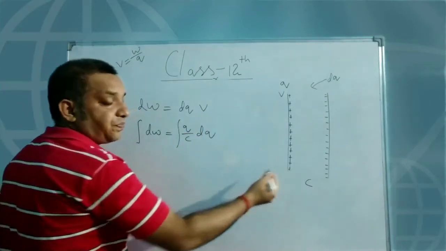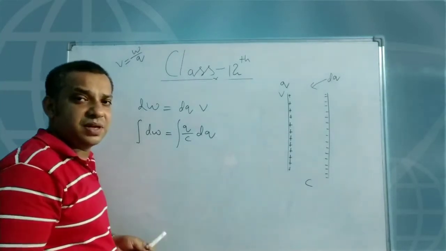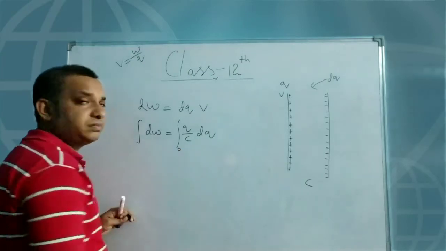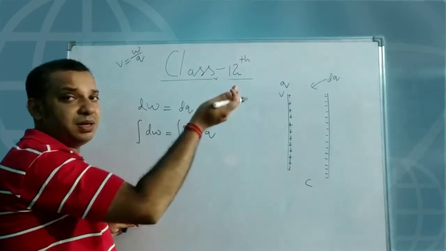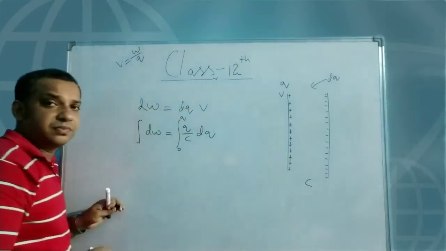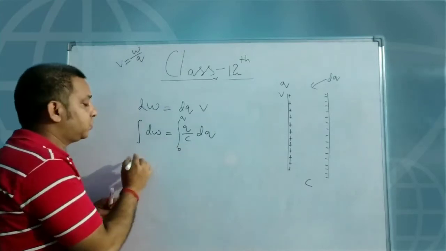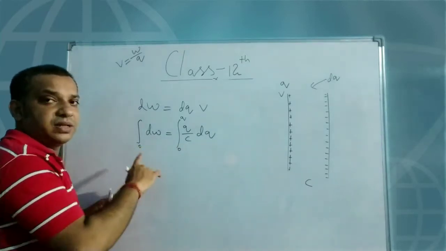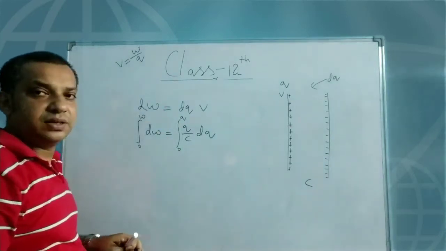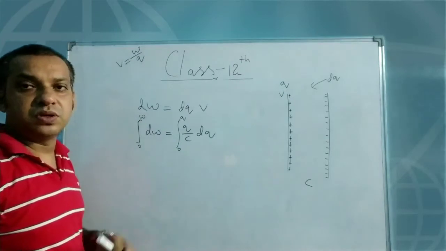So what is the initial phase? Initially we are considering the capacitor is uncharged, that means the charge is 0. And what is the final limit? We have to charge the capacitor from 0 to Q. Because initially the charge is 0, the work done is 0, and we assume the final net work done is W. Clear? So this is our relation. Simply we have to integrate this function and you will get the total work done.